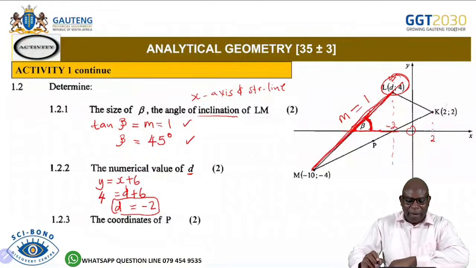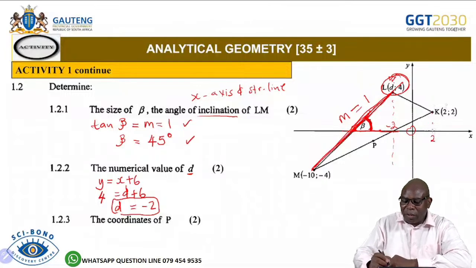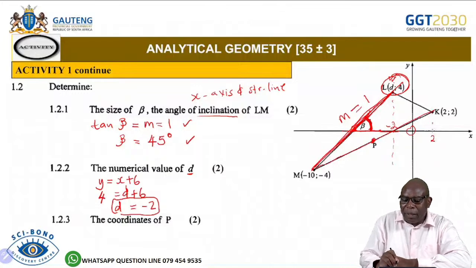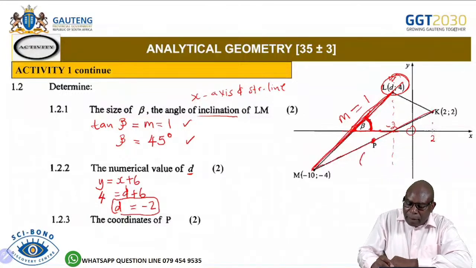Right. Now, calculate the coordinates of P. That's the easy one. Remember they said P is the midpoint of that line, which means my P is going to be x1 plus x2 divided by 2 and y1 plus y2 divided by 2.